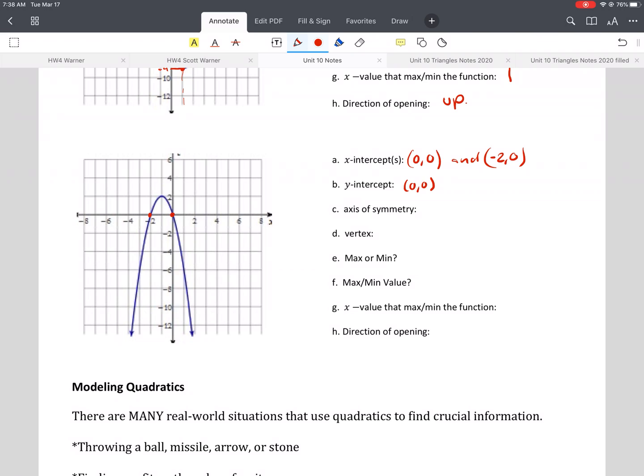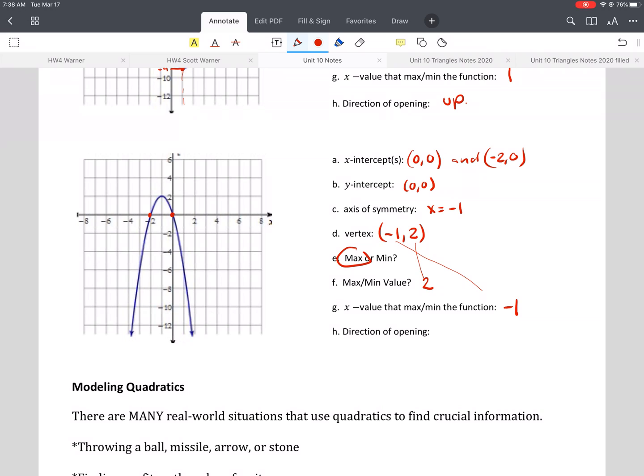Axis of symmetry, it looks like it's x equals -1. Vertex would be (-1, 2). The vertex is a max, and its value would be 2. The value that gives you that maximum, the x value, would be -1. So again, these are just the parts of the vertex.